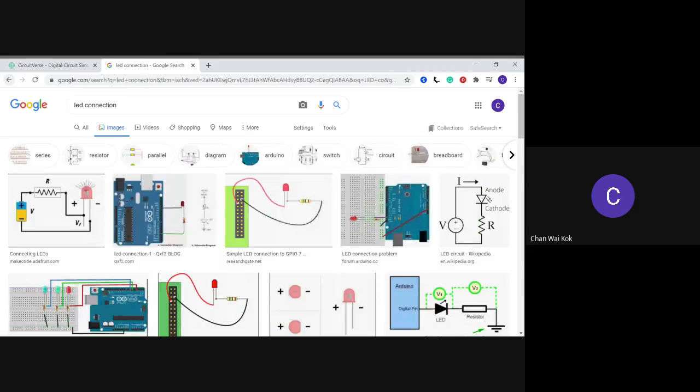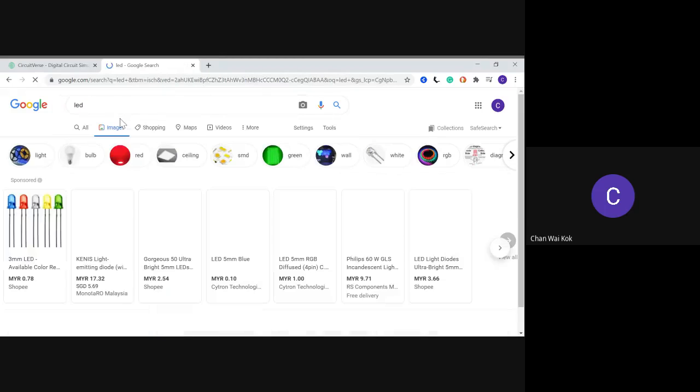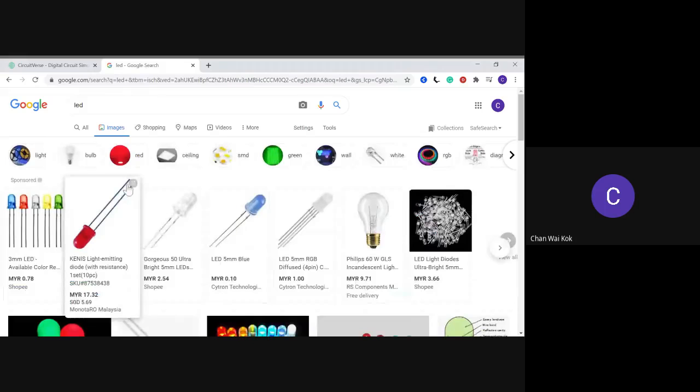Let's look at the LED. You can see it connects to a resistor, to the longer leg of the LED. This is positive, this is negative. This is how an LED looks like. Okay, right? Clear? So before you continue.